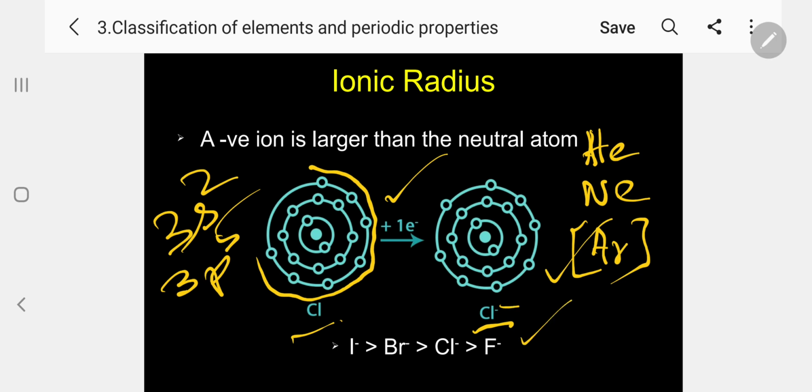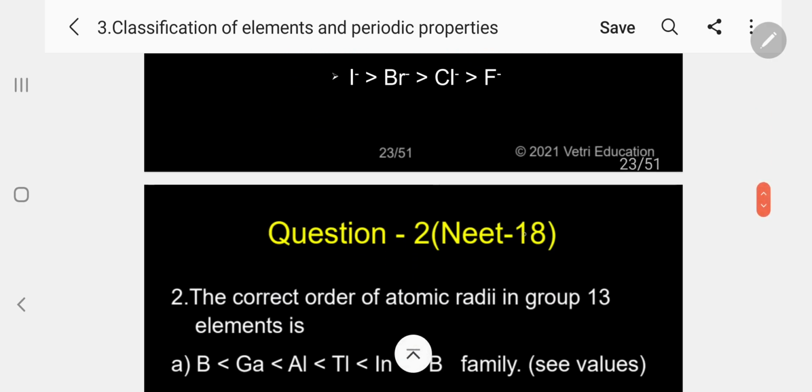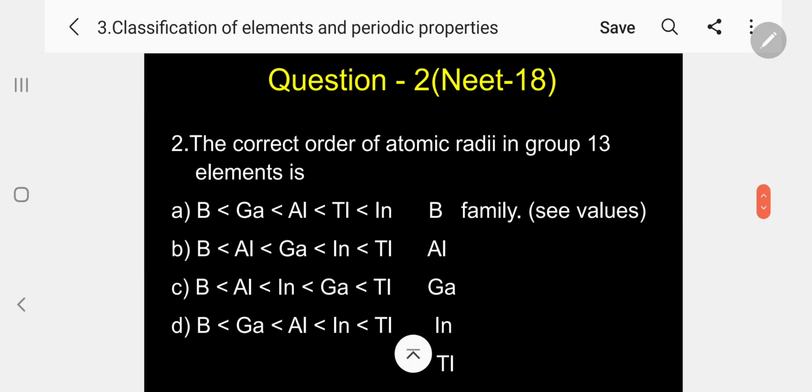So F minus, so I minus greater than Br minus greater than Cl minus greater than F minus. So this is the information you need. So I will go for the questions now.